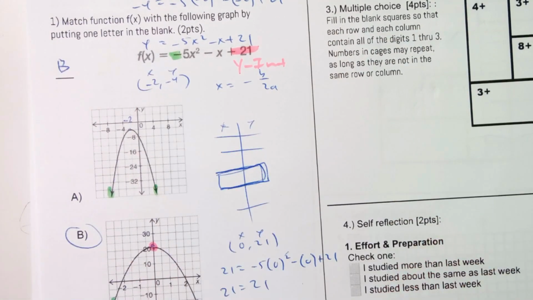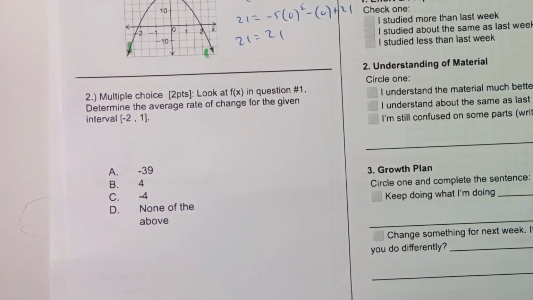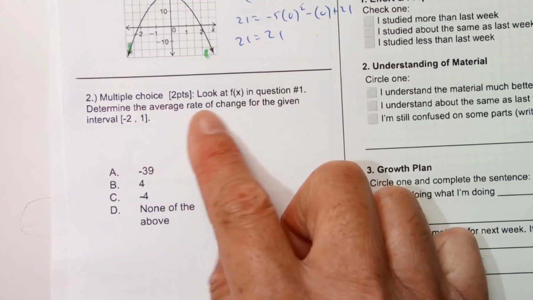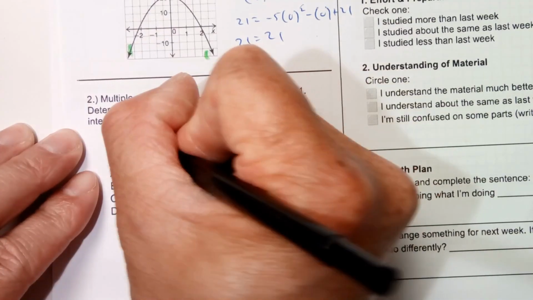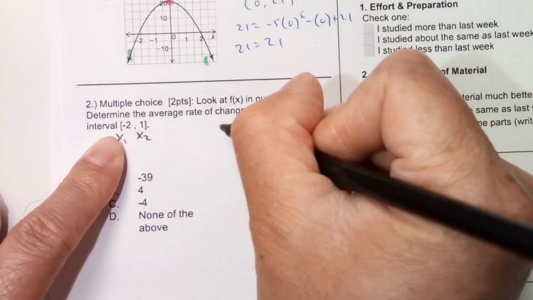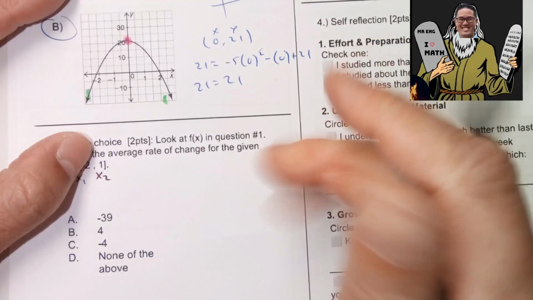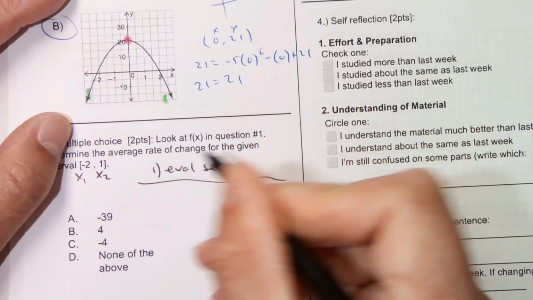Okay. Number 2, look at the question f of x in question 1. Determine the average rate of change for the given interval -2, 1. So this week we learned x1, x2. And then if you bring that equation down from question number 1, I'm just going to copy that. So 1, I'm going to evaluate separately. So I'm going to write this twice.